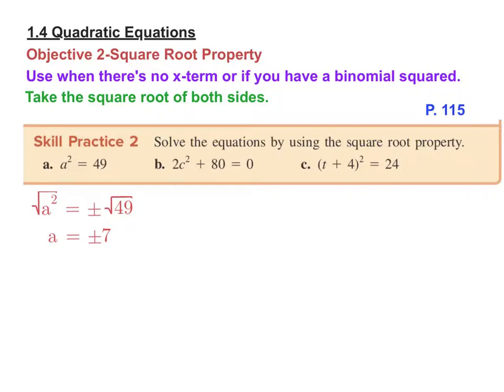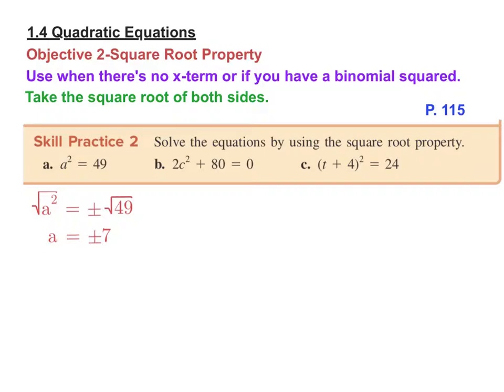Sometimes you might only get 1 solution and we call it a double root because technically it would occur twice. But in this case, when I take the square root of both sides, the biggest mistake that people make is they forget the plus or minus. You can write it as 7 and negative 7 if you would rather do that. Most of the time, we just leave it as plus or minus.